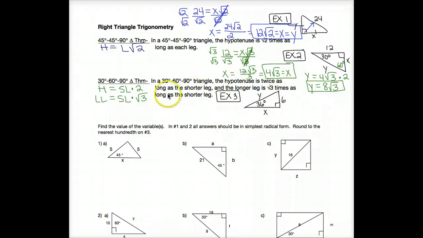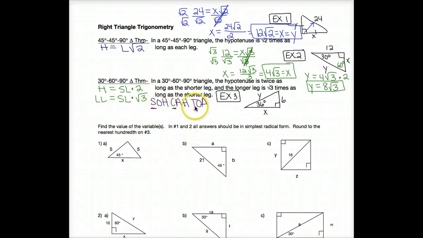So in case you've forgotten, which I really hope you haven't, SOH CAH TOA tells you which trig functions are formed from which sides in relationship to an angle in a right triangle. So S, C, T stand for sine, cosine, tangent. O stands for opposite, H stands for hypotenuse, A stands for adjacent.